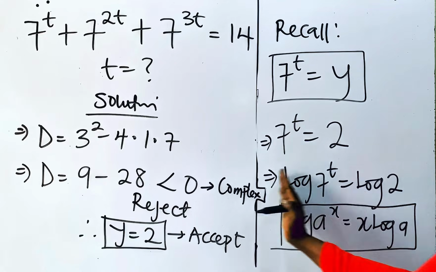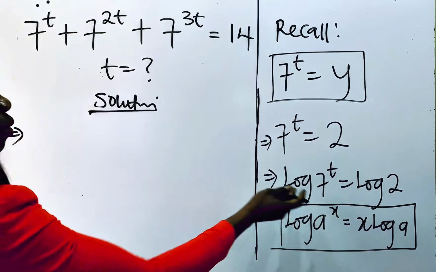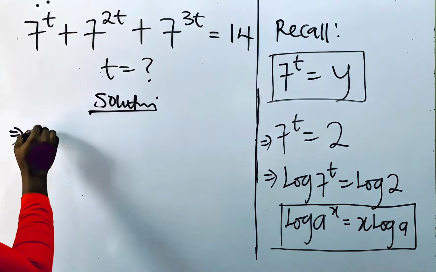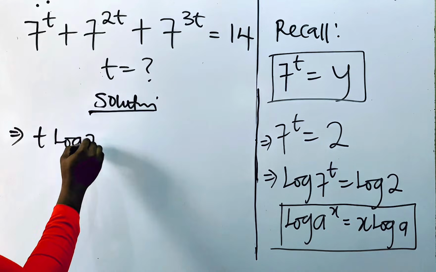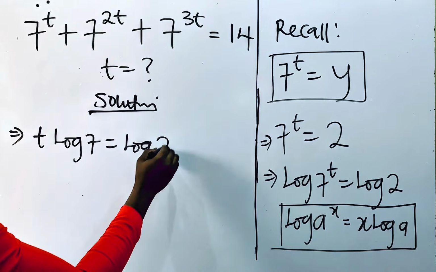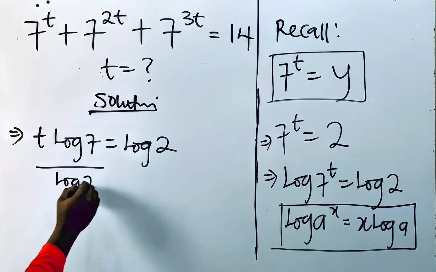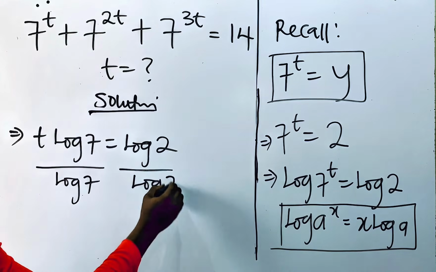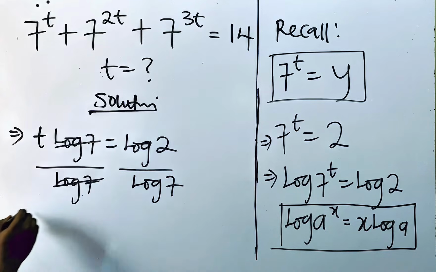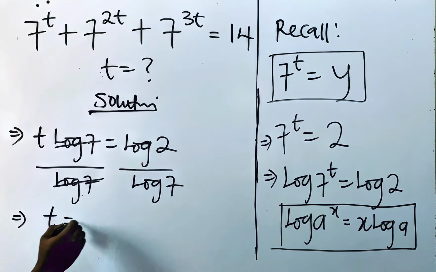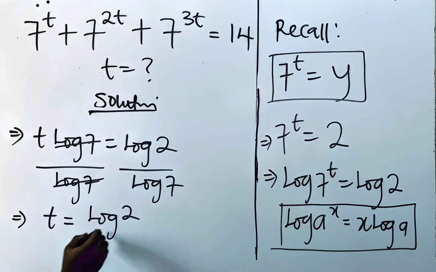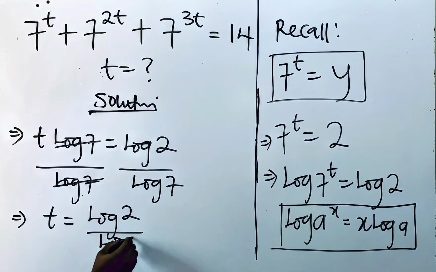So applying it on the left side, we now have t to multiply, gives us t log 7 is equal to log of 2. To get t, divide both sides by log of 7. So this takes off this, and we now have t is equal to log of 2 divided by log of 7. Now, what do you do at this point?